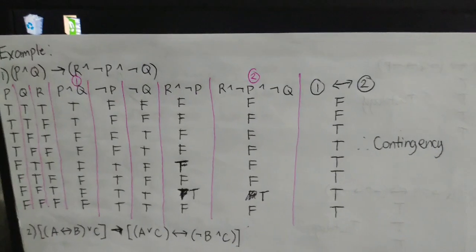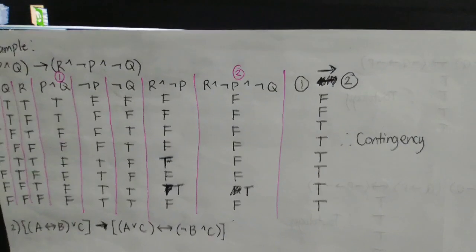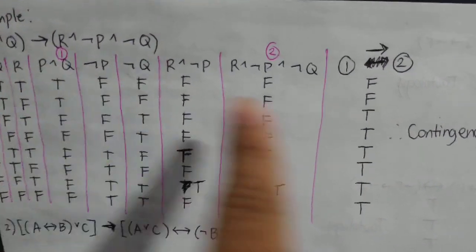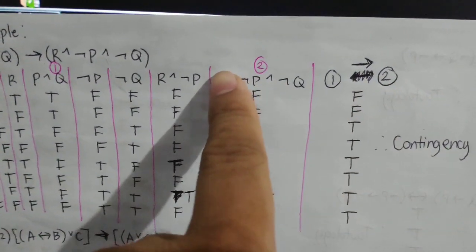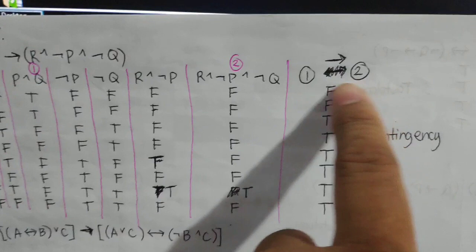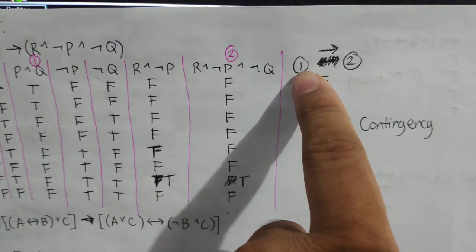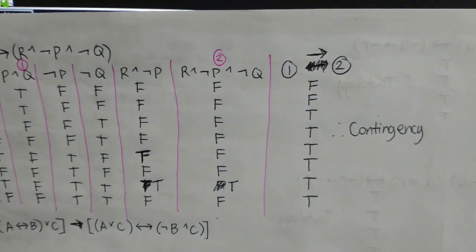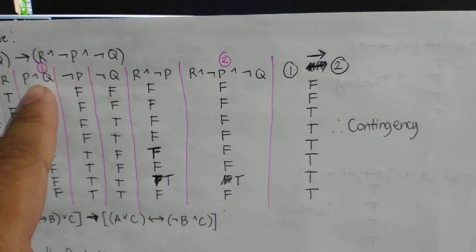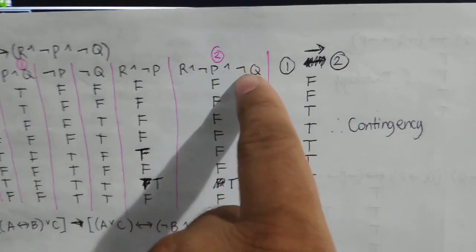And now to get the implication, we will be getting the implication of the first statement, which is P and Q, implying statement 2, which is R and the negation of P and the negation of Q. To avoid confusion for long writing of statements, you can use numbers to symbolize the propositions. So if you have statement 1 implies statement 2, P and Q becomes statement 1, and R and negation of P and negation of Q will be statement 2.